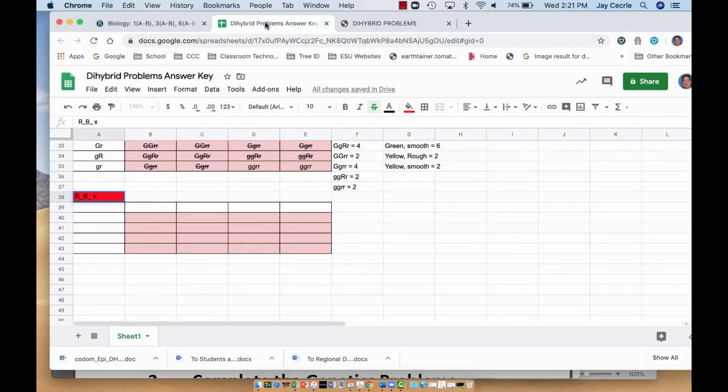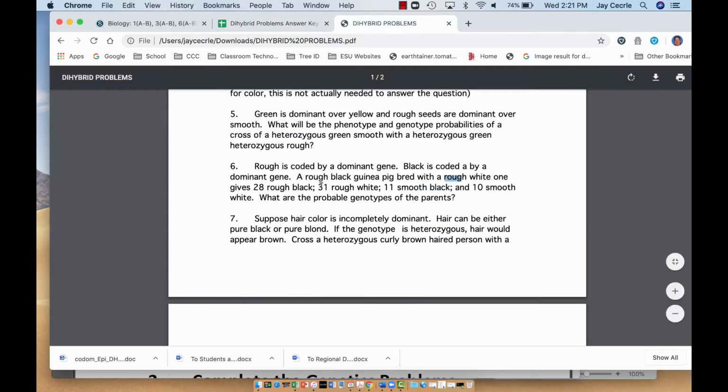So what we know from this one, again, is at least there's one capital R. What we do know for sure, since white's the recessive, it's opposite of black, you're going to need 2 lowercase b's. Now, the problem gives us a clue that will allow us to make a determination on the parents. So you get rough and black, you get rough and white, smooth black, and smooth white. So they end up having offspring with all the possible combinations.